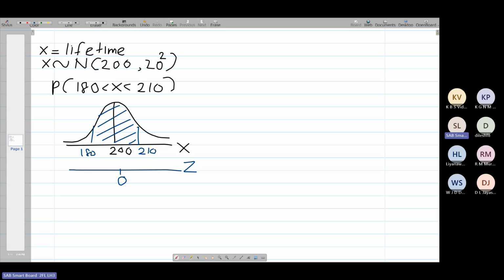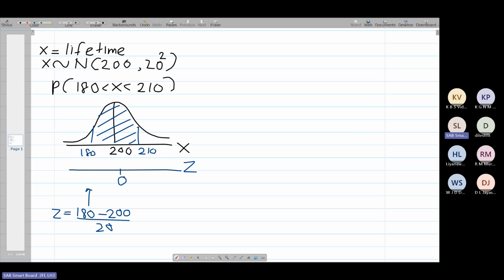How do we convert it? Using the formula. Z equals (X minus mean) divided by standard deviation. What is the X value? 180 minus mean value 200, divided by standard deviation. What is the standard deviation? 20. 20 squared is the variance. Here we need to write down the standard deviation. Remember, parameter is the variance, but here we need to write down the standard deviation.